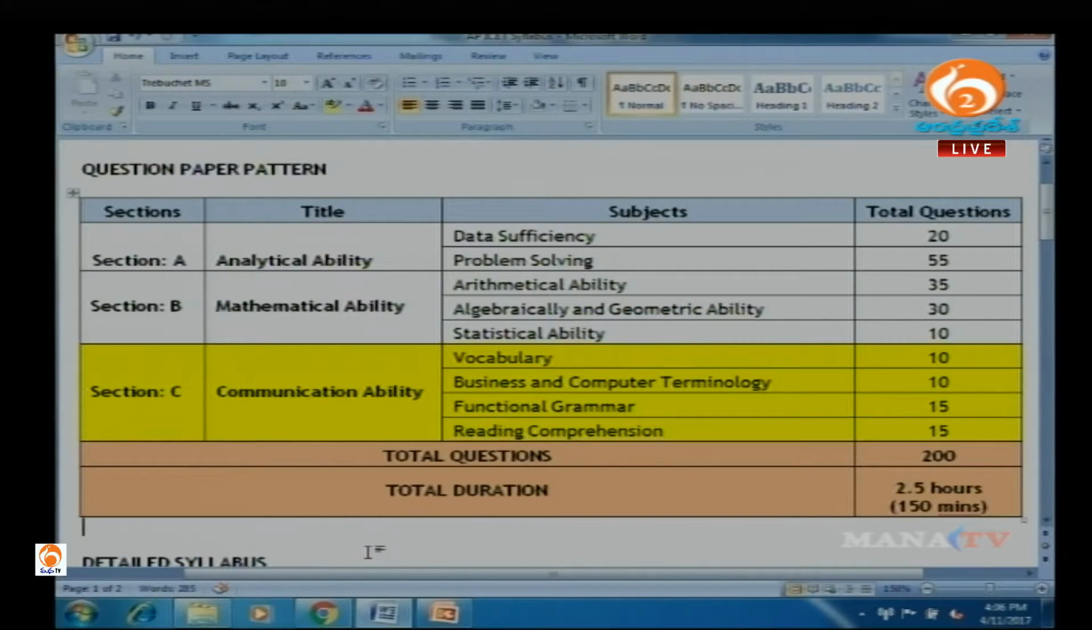Then section B, mathematical ability: arithmetic ability has 35 questions, algebraical and geometric ability has 30 questions, statistical ability 10 questions. Now comes the part that we are going to discuss in detail, section C, communication ability. Vocabulary has 10 questions, business and computer terminology has 10 questions, functional grammar 15 questions, reading comprehension 15 questions. Overall there are somewhere around 200 questions, right? And the total duration is 2.5 hours, which means 150 minutes.